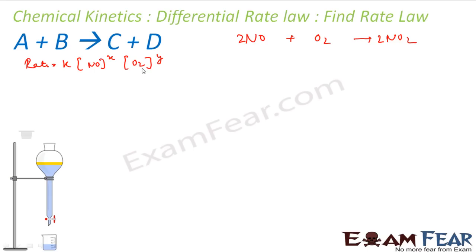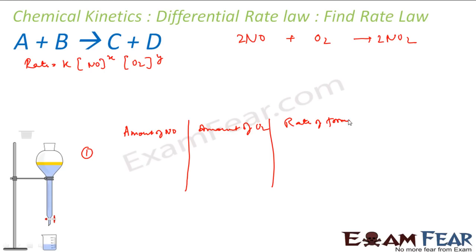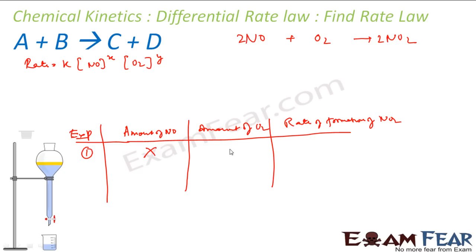So let's do an experiment. Let's do experiment 1 here. Let's suppose this is my amount of NO, here this is the amount of oxygen, we'll put here, and this is the rate of formation of NO2, we'll put here, right? This is my experiment. In experiment 1, let's take some x concentration of NO and some x concentration of O2, and let's suppose the formation of NO2 came out to be 0.02 moles per liter per second. Just assuming some values.